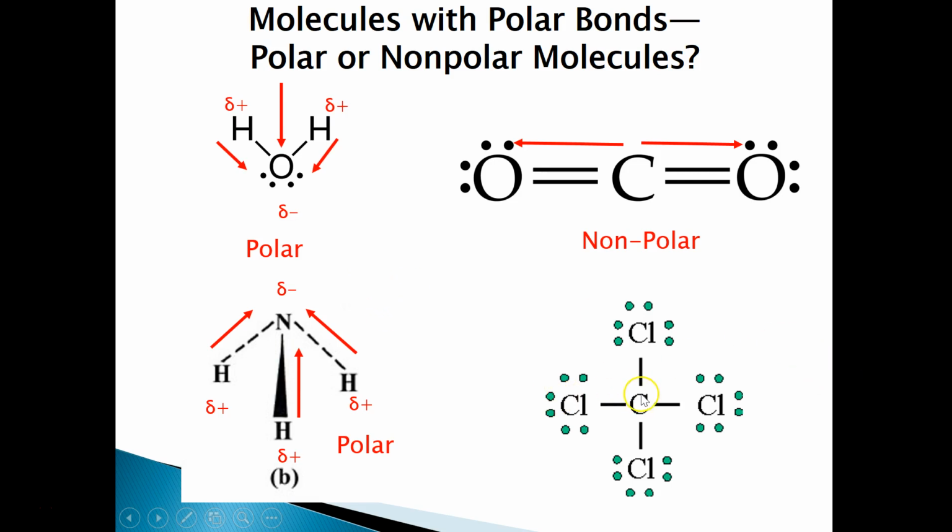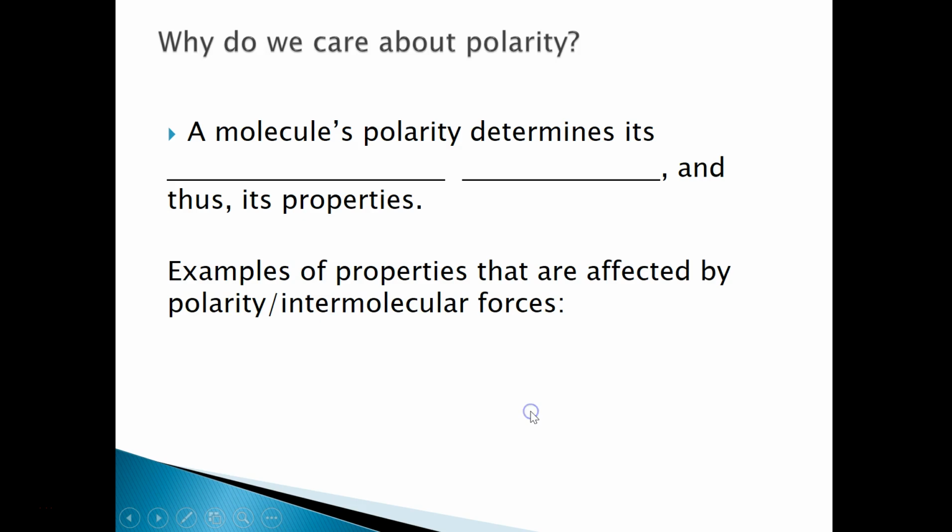Now again, in carbon tetrachloride, all the carbon-chlorine bonds are very, very polar, but since they're all equal length and pointing in opposite directions, you get an overall molecule that is nonpolar. Again, tetrahedral, all the atoms on the outside the same, so nonpolar.